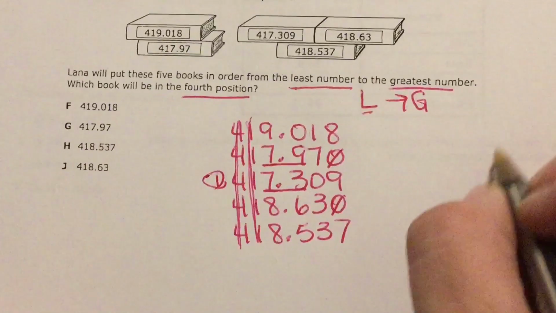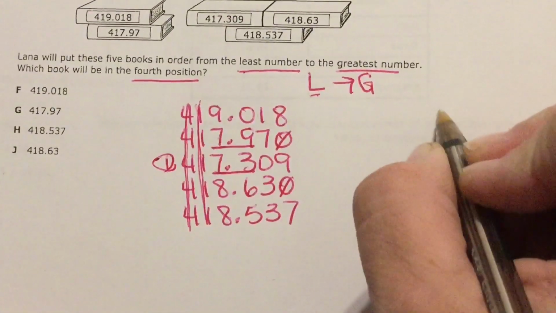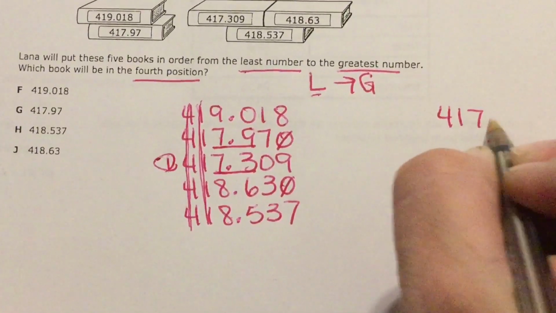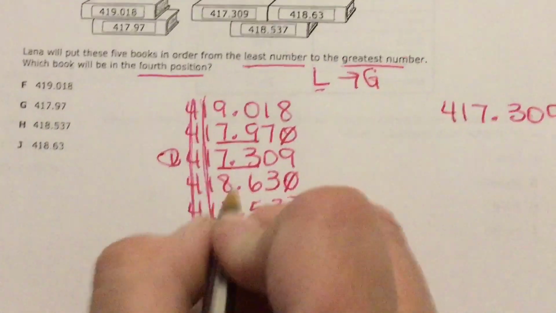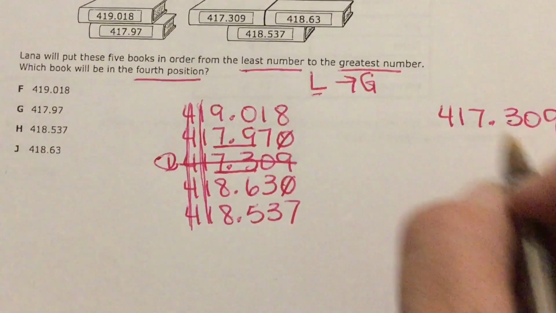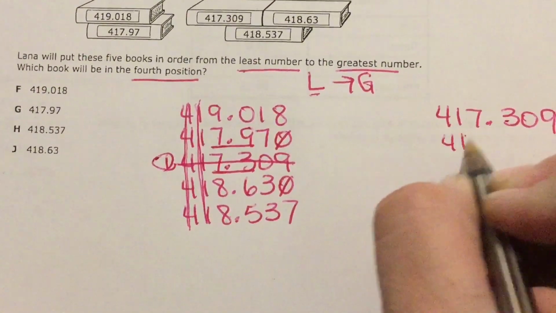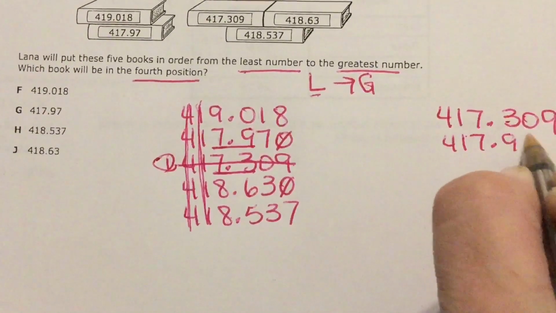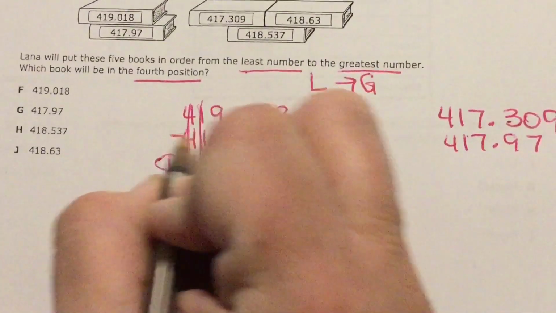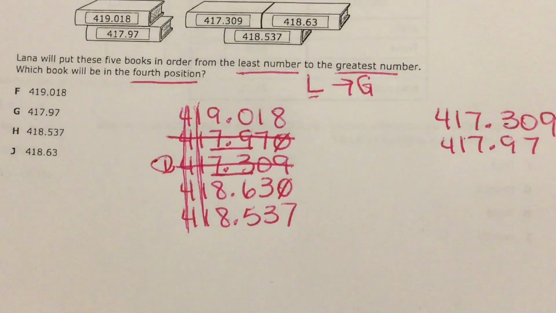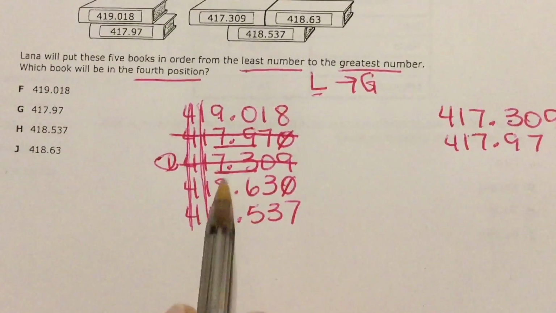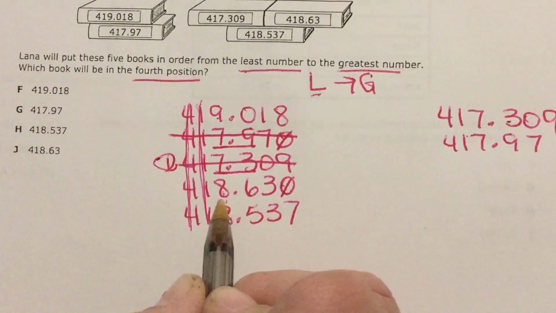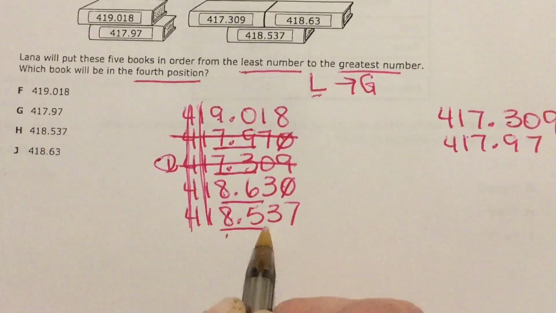7 and 3/10 is smaller. So I'm going to come over here and put 417.309. And that one is done. Which means 417.970 would be next. All right, so now I'm going to look, least to greatest. 9, 8, 8. Well, 8 is smaller than 9. So, which is smaller? 8.6 or 8.5?